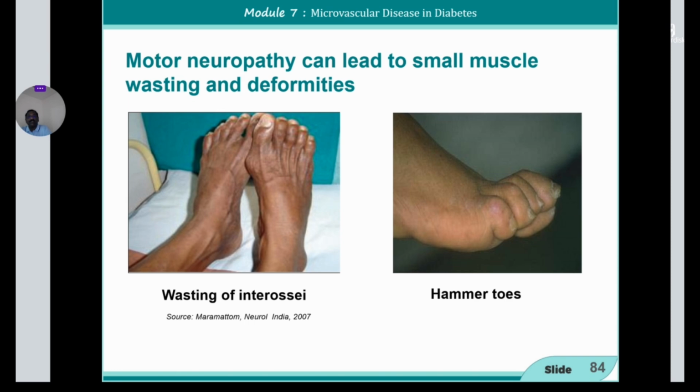See the wasting of the interossei. You can clearly see it between the toes. So there is a wasting of the interossei. This is the motor weakness. So not only sensory symptoms here, it's a motor neuropathy. So there is sensory neuropathy, motor neuropathy, and autonomic neuropathy. See the hammer toes. This is again because of the motor neuropathy. With these toes, when they walk, they are more prone to pressure effects. Then they will land up with some callus formations and then small ulcer formations. And then these ulcers will become infected and then the diabetic foot infection will be there.